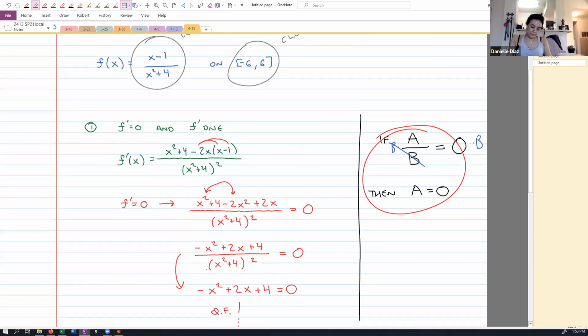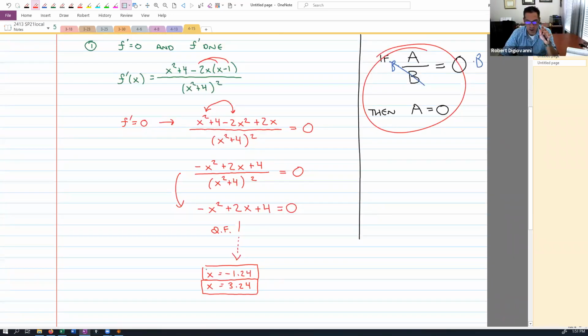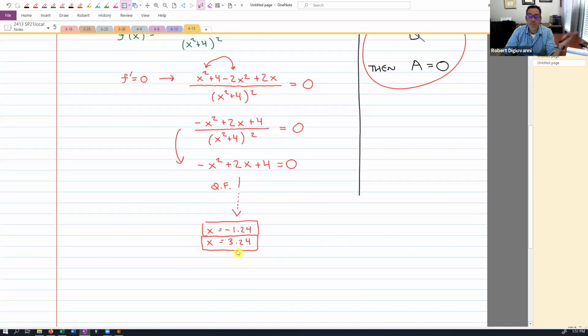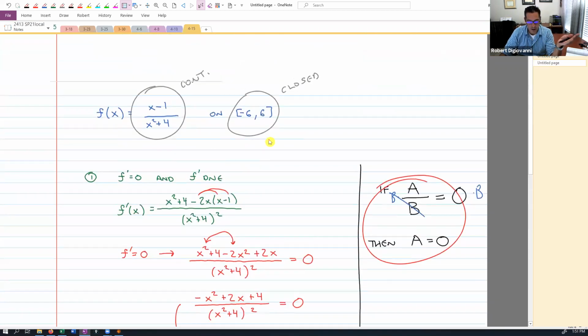Okay. Now, one thing we need to check, and I didn't point this out. This is a mistake on my part. I didn't point this out in the previous two examples. These critical numbers that you get, you need to check that they lie within the interval that you are looking at. So like negative 1.24 and 3.24, those both lie in here, don't they? So I want to check them both. If one of these answers was like 8.24, right? Then I would throw it away. I wouldn't even look at it because I'm not allowed to look past 6.